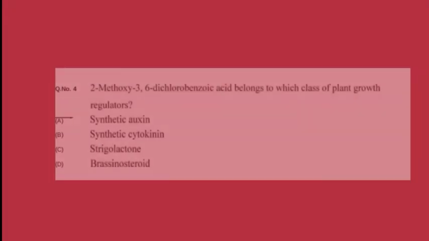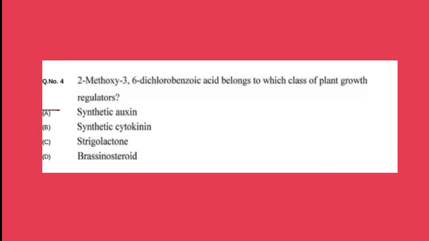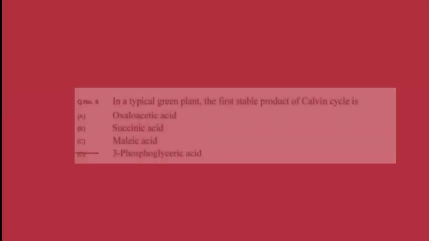Then moving to the next question, 2-methoxy 3,6-dichlorobenzoic acid belongs to which class of plant growth regulator? This is a synthetic auxin. The 2-methoxy 3,6-dichlorobenzoic acid is a synthetic auxin. So option A is the answer of this question.